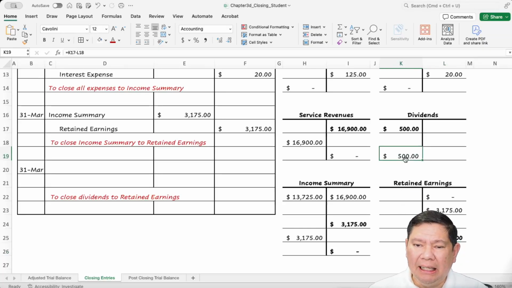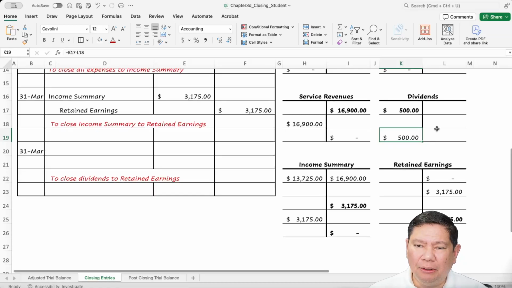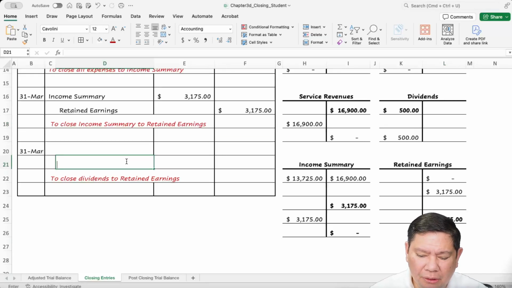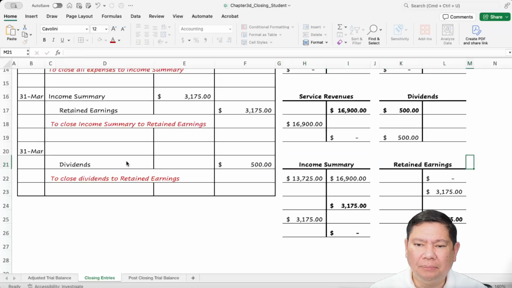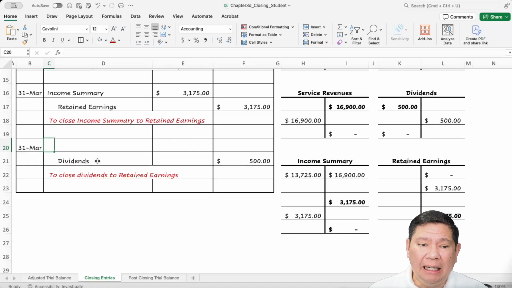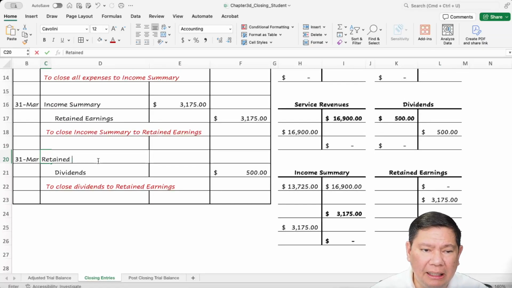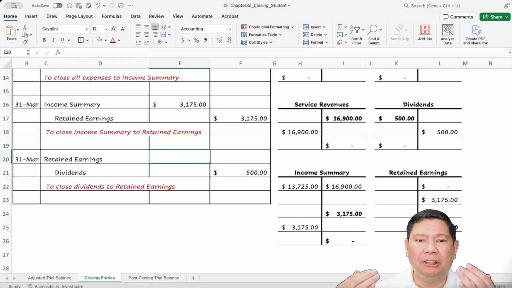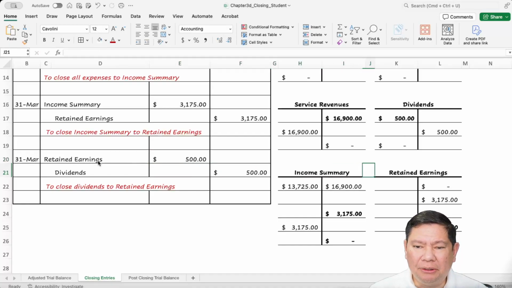Okay, one other thing that is still not zero is our dividends. So we have to close the dividends here on credit. So to close dividends on credit, $500. We post it on credit. So now dividends is zero. And dividends is going to reduce the retained earnings. Any dividends that we pay out to the shareholders is not going back to the retained earnings, so $500 will be reduced from the retained earnings.